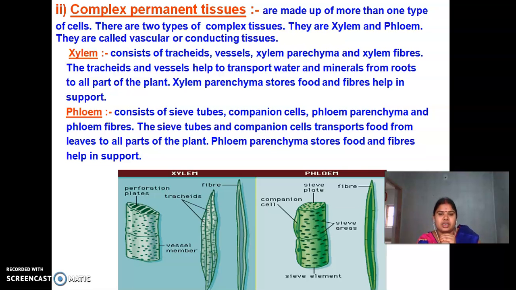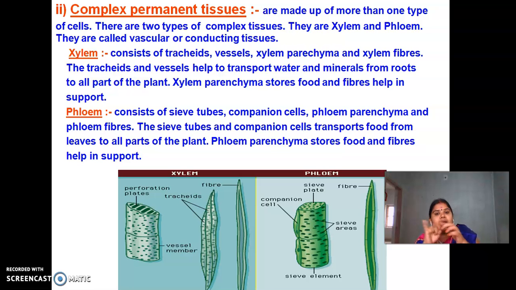Understand? These are the structure of complex permanent tissues. So see here there is a sieve plate, sieve areas, companion cells, sieve elements. These are the fibers. So here this is the fiber, that means elongated part.